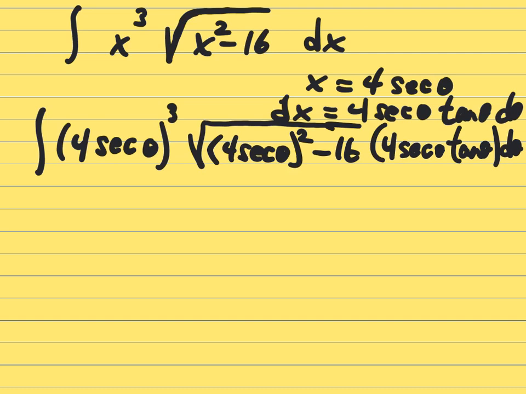Okay, so everything has a substitution. Under the radical, 4 secant theta quantity squared can be written as 16 secant squared theta. The first term, 4 secant theta quantity cubed, is 64 secant cubed theta.